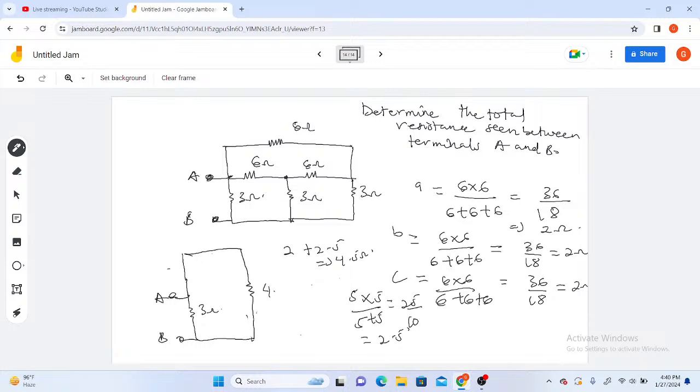So this becomes 4.5 ohms. This is where the problem arrives. I have this 3 ohm and this 4.5 ohm as the only two resistors within these two terminals. Are they in series or parallel?